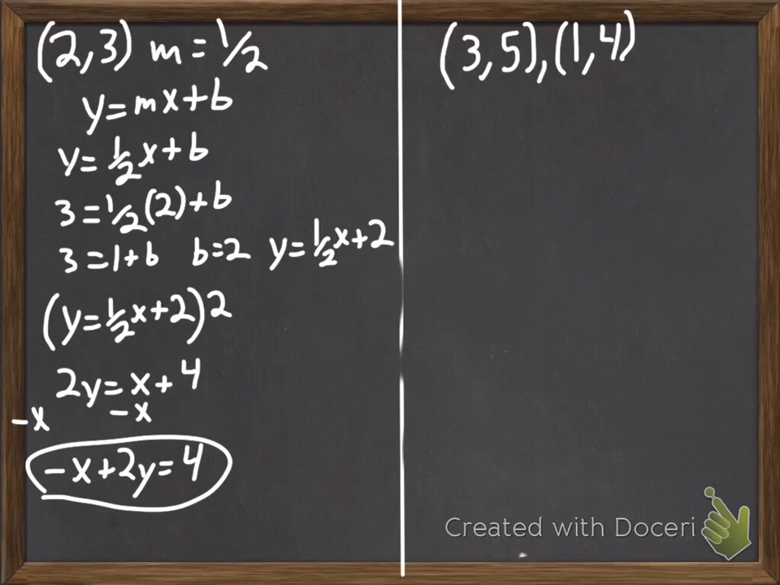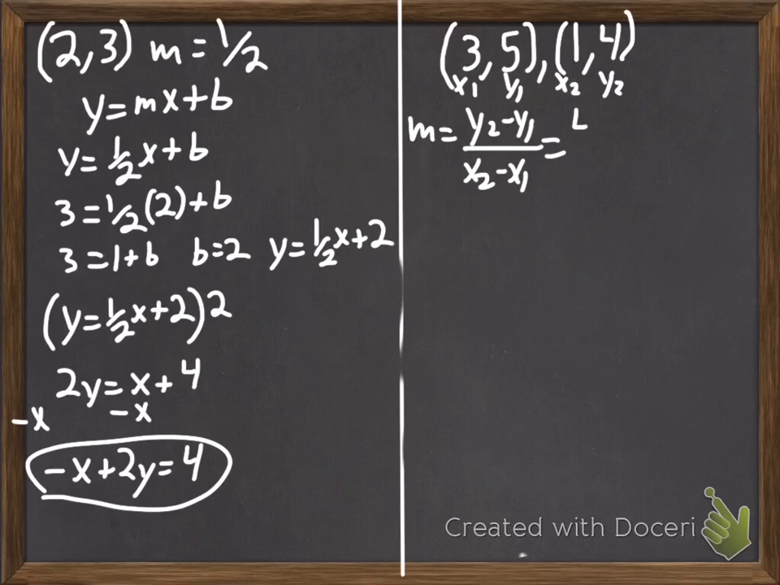Over here on the right, we have a problem where we don't have our slope. We have to find our slope. So we have to remember that m equals y2 minus y1 over x2 minus x1. Here's our x1, y1, x2, y2. Fill in the blanks. So 4 minus 5 over 1 minus 3. That gives us negative 1 over negative 2, which is just 1/2.